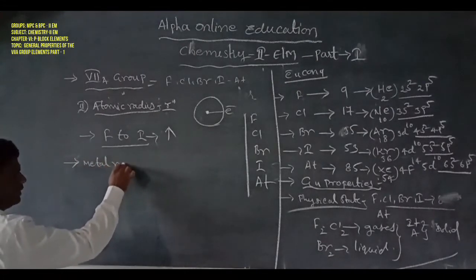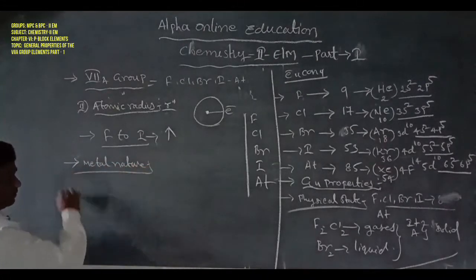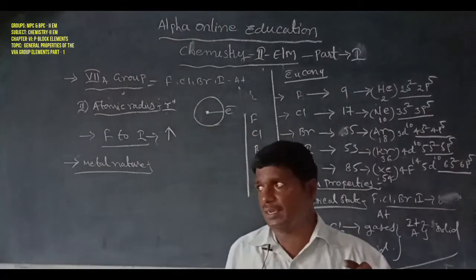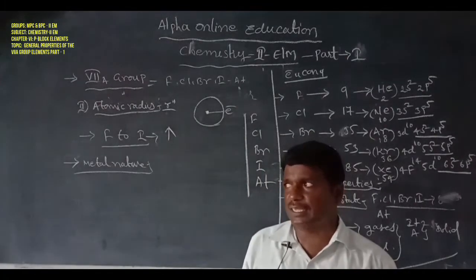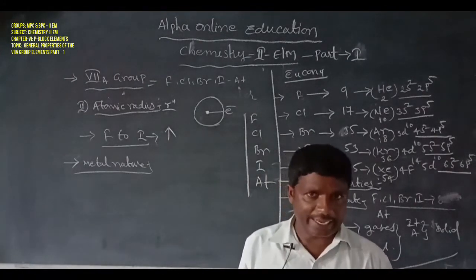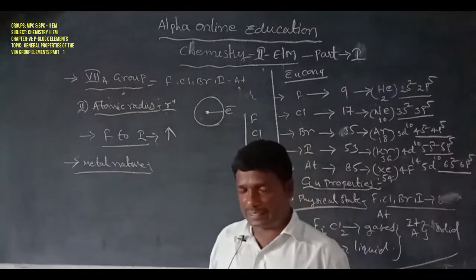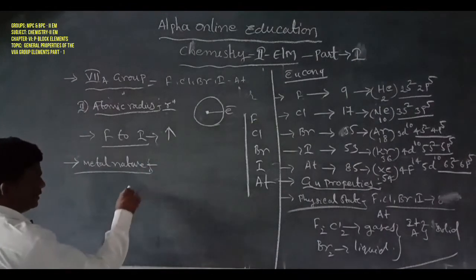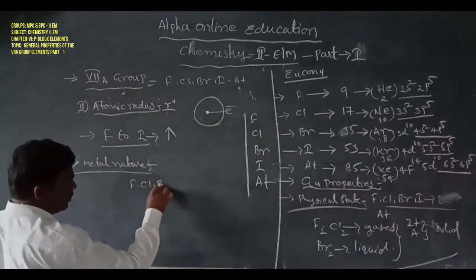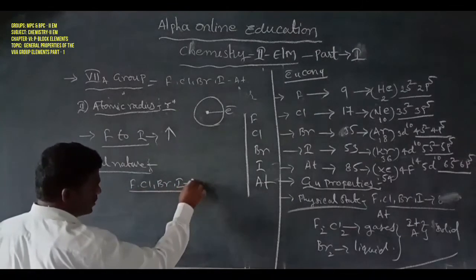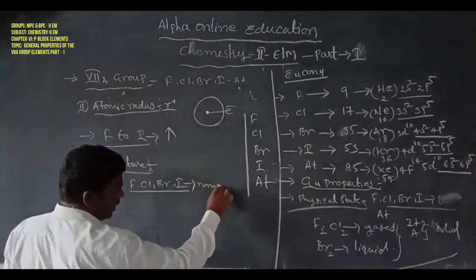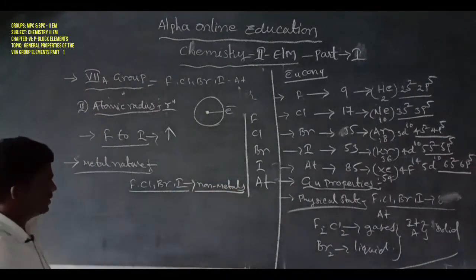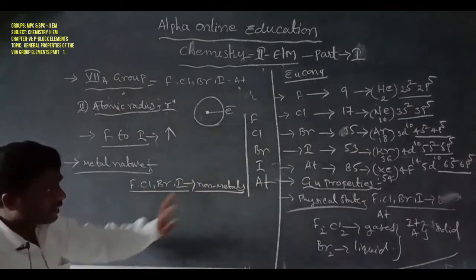Next, another one, the metal nature. What is a metal? An element or atom that loses electrons has metal nature. A gain of electrons is called non-metal nature. In 7th A group elements, fluorine, chlorine, bromine and iodine are non-metals. Non-metals means they gain electrons. So fluorine, chlorine, bromine and iodine are non-metals.